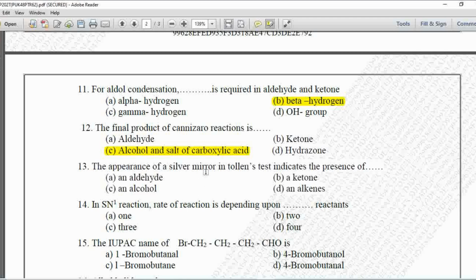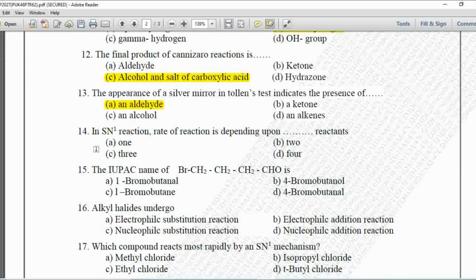So appearance of the silver mirror in Tollens test indicates the presence of an aldehyde. So option A is correct. Next 14th MCQ. In SN1 reaction, the rate of reaction is depending upon dash dash reactants. Option A is 1, option B is 2, option C is 3, and D option is 4. So in the SN1 reaction, the rate of reaction is depending upon only one reactant. So that's why the option A is correct.